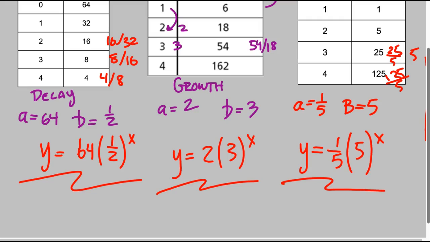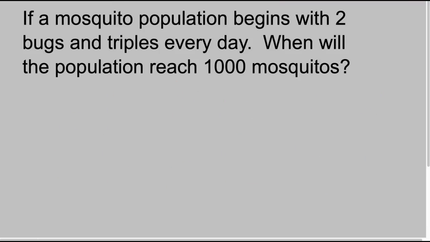Ta-da! One more word problem. I think one word problem to go. We're all over 30 minutes. This is getting crazy. Ooh, mosquito control. If the mosquito population begins with 2 bugs and triples each day, how many days till it reaches 1,000 skeeters? Ooh, I really like this question.